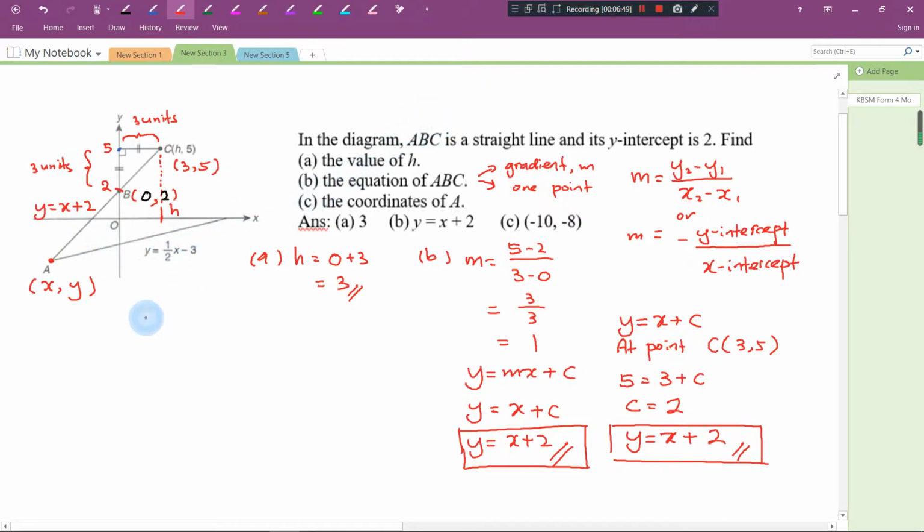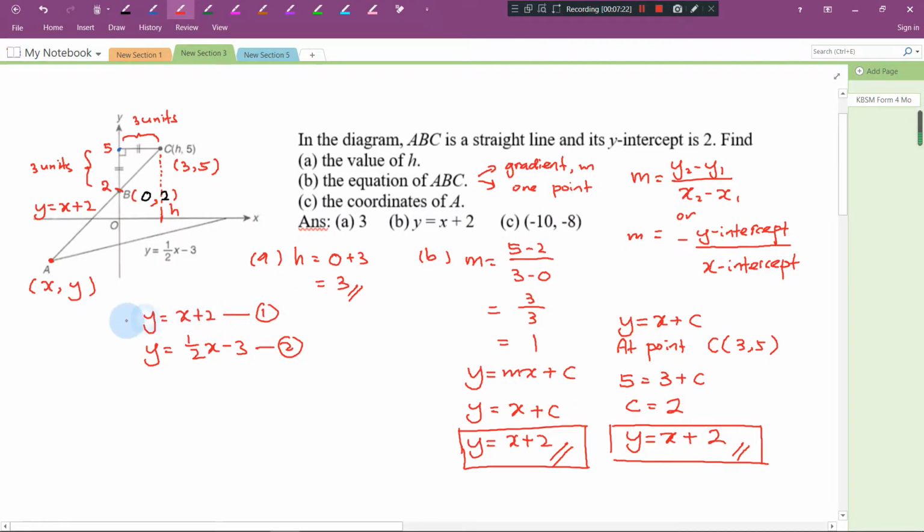Okay, the first equation is y equal to x plus 2. This is the first equation. And the second equation is y is equal to 1 over 2x minus 3. So we are going to find the value of x and y which satisfy both equations simultaneously. So you can use elimination method or substitution method. If you are not confident before you try to solve it, it's better that you use your calculator to help you to check the answer first.